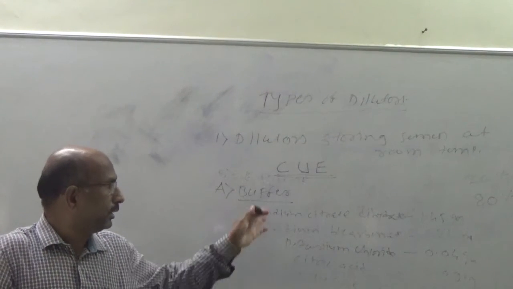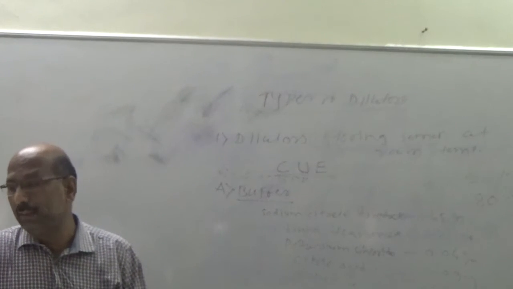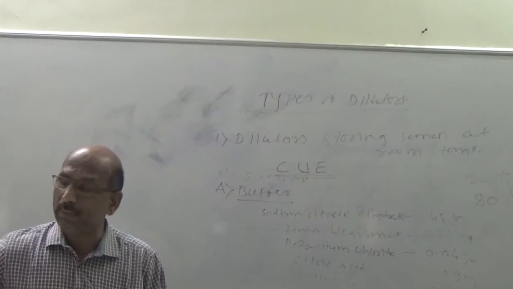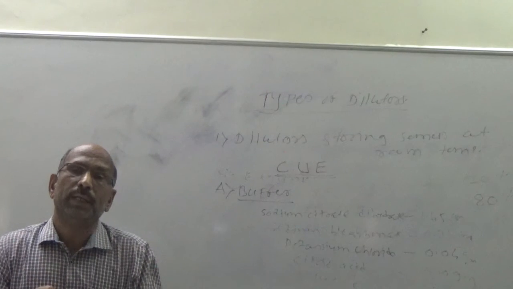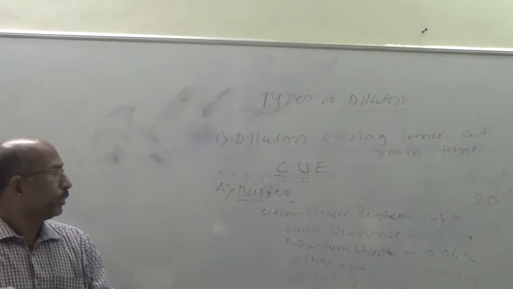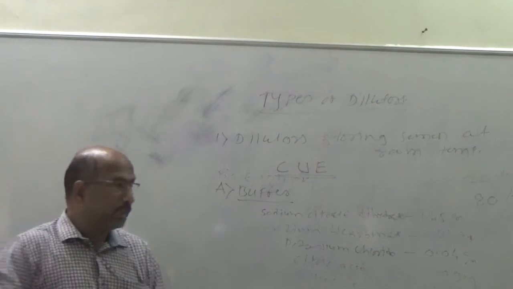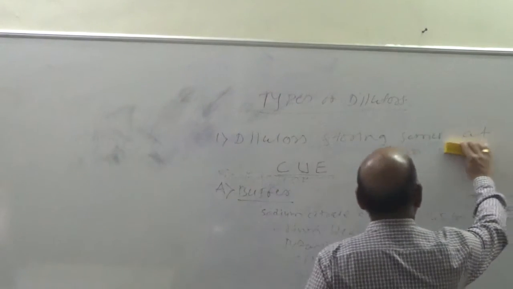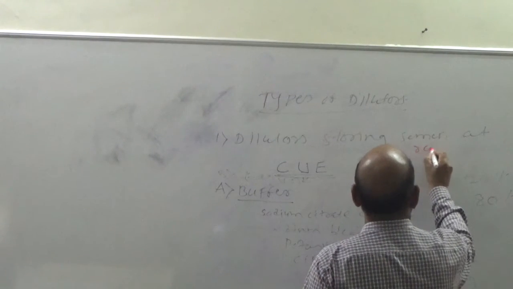So these are the diluters for storing semen at room temperature. In this, the semen can be stored at 25 degrees centigrade for 4 to 7 days. Next, diluters for storing semen at refrigeration temperature.